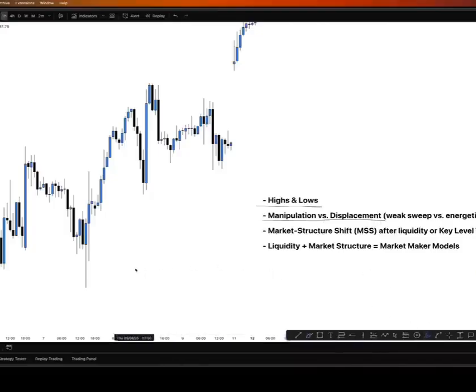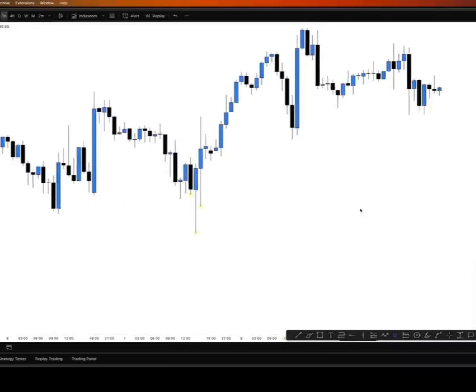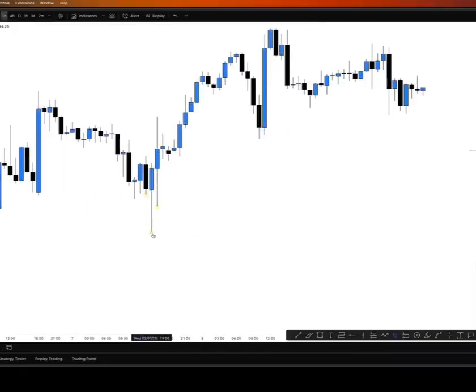Now, first, I want you to take note of what classifies as a high or a low. In this example, I want you to pay attention anything that has a higher low on either side of it, meaning we have a 3-candle formation. This candle is the lowest low. We have higher lows on either side. That is considered a low. And then anything that has a lower high on either side of it, well, that candle is considered a high.